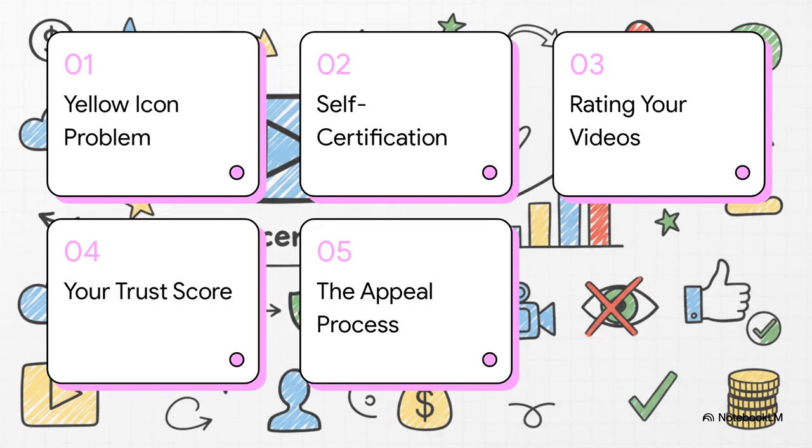So, here's our game plan for today. First, we're going to talk about the yellow icon problem itself. Then, we'll dive into your solution, which is self-certification. After that, I'll walk you through exactly how to rate your videos, what your YouTube trust score is all about, and finally, what you can do if you ever need to appeal a decision. Let's get right into it.